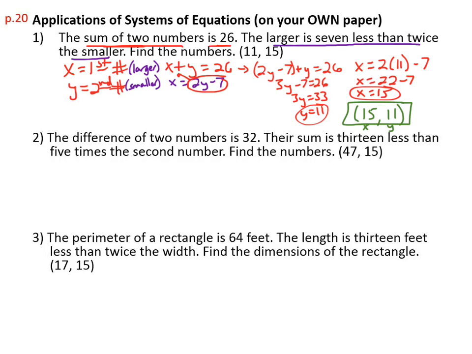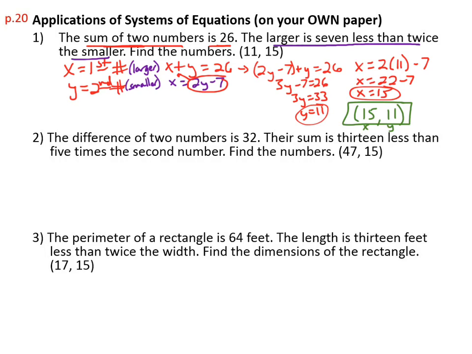And again, we can go back and check, does our answer make sense in both equations? Well, 15 plus 11, x plus y, does equal 26, so that does work. And we can check the second equation: do I get 15 when I say 2 times 11, which is 22, minus 7? Yes, I do. So that means that I am correct with saying that my first number, or the larger number, is 15, and my second number, which is the smaller number, is 11.